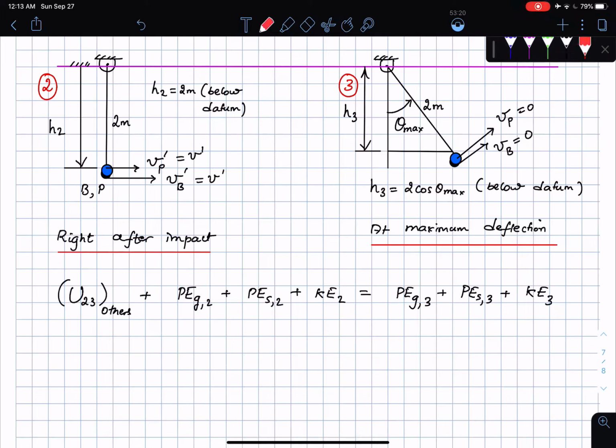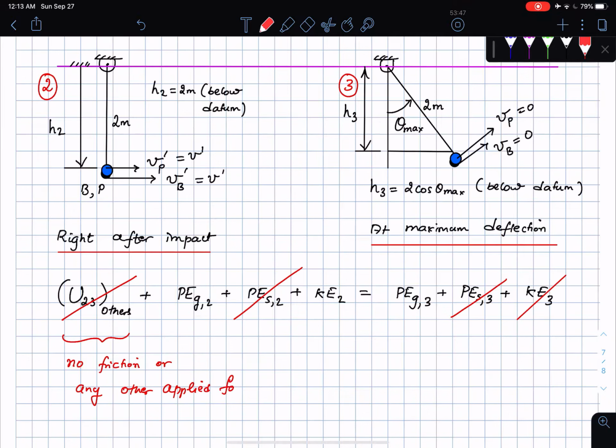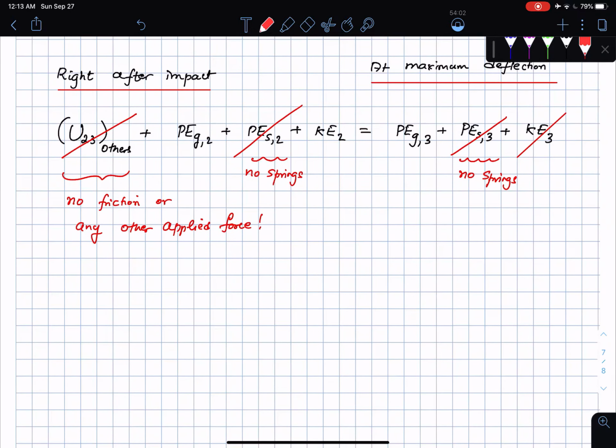I'm going to knock off many of these things. We don't have a spring in this problem at all, so that goes to 0. Then kinetic energy at position 3 is 0 because we are reaching the position of maximum deflection. U 2-3 others is 0 because there is no friction in the problem, or any other applied force. Okay, this is because there are no springs. You can see that using this work energy technique has become so easy. Now I just start plugging in what I'm going to see.